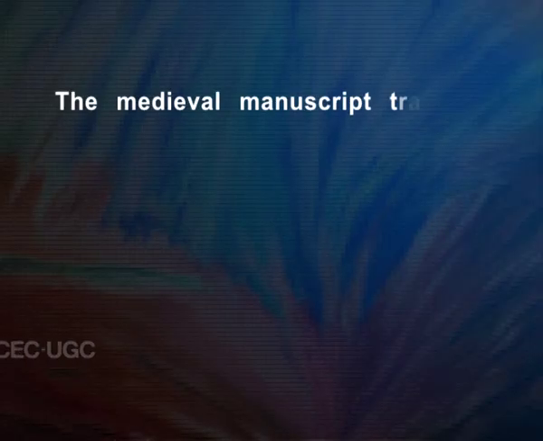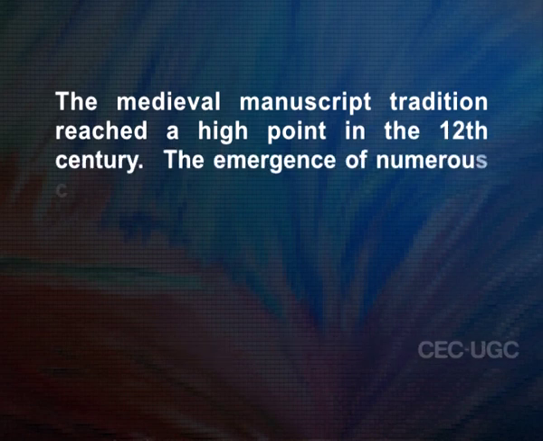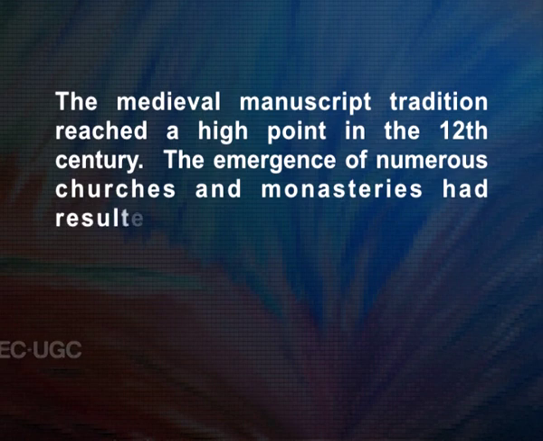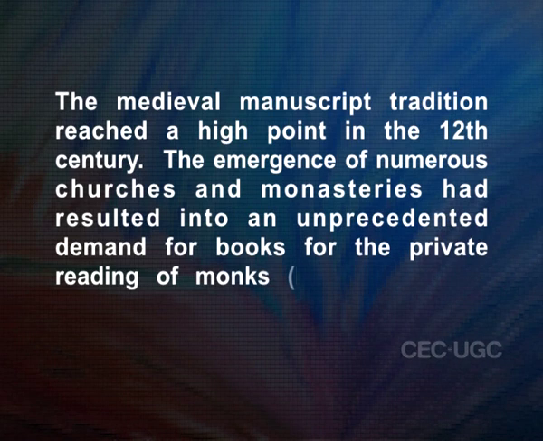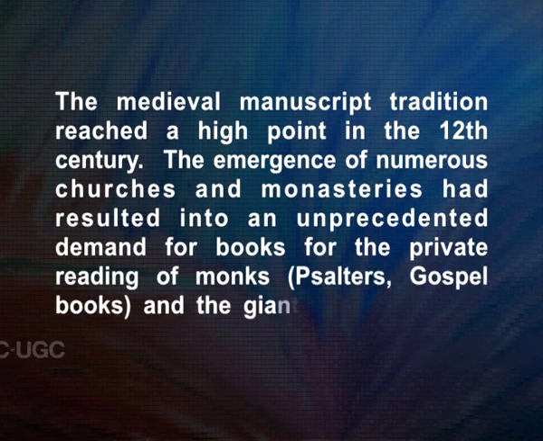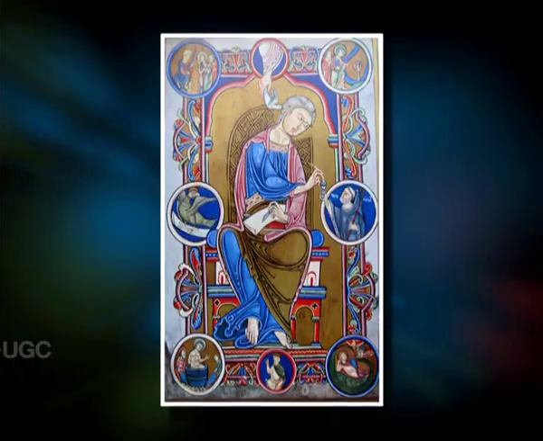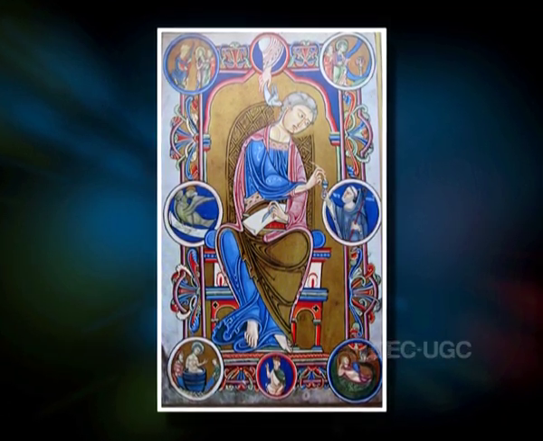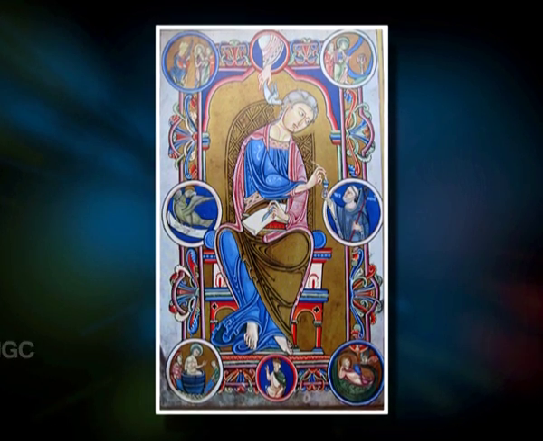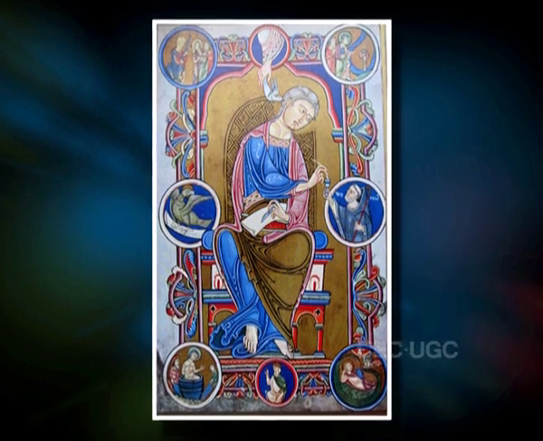The medieval manuscript tradition reached a high point in the 12th century. The emergence of numerous churches and monasteries had resulted in an unprecedented demand for books for the private reading of monks, and the giant illustrated Bible for reading aloud in the church. The great Bible, illuminated by Master Hugo for the Abbey of Bury St. Edmunds in about 1135, comes to serve as an important example in this regard.